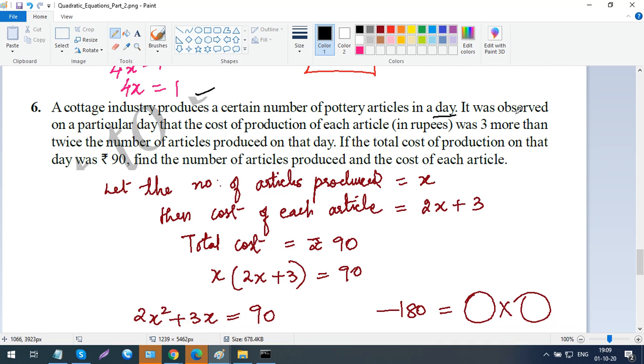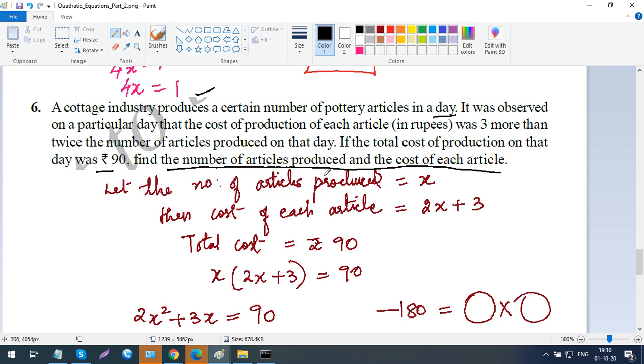It was observed on a particular day that the cost of production of each article was 3 more than twice the number of articles produced on that day. If the total cost of production on that day was rupees 90, find the number of articles produced and the cost of each article. See, when you read like this, you will definitely not understand in one reading. So read the last statement once. It says find the number of articles produced and the cost of each article.